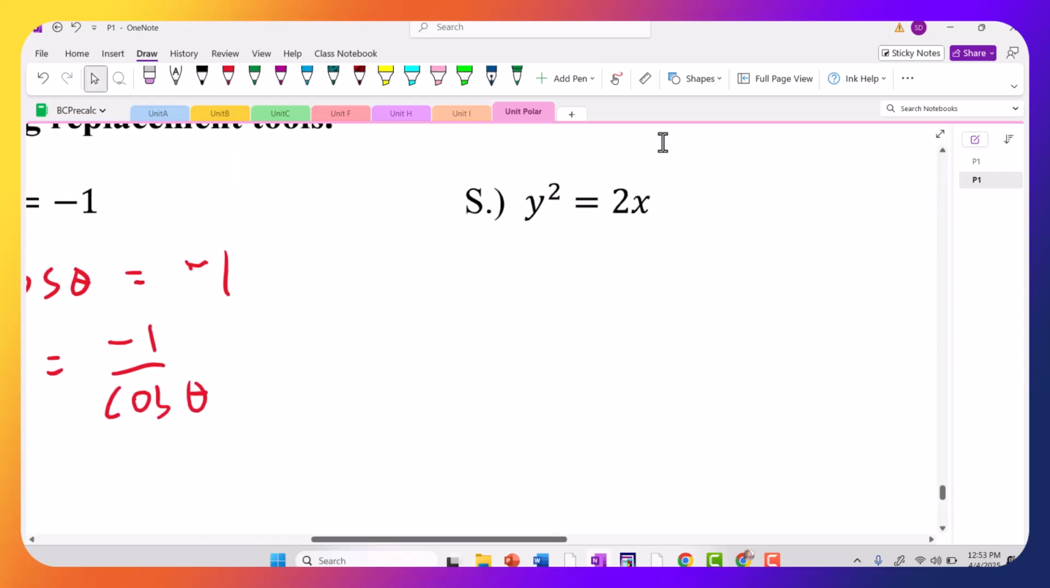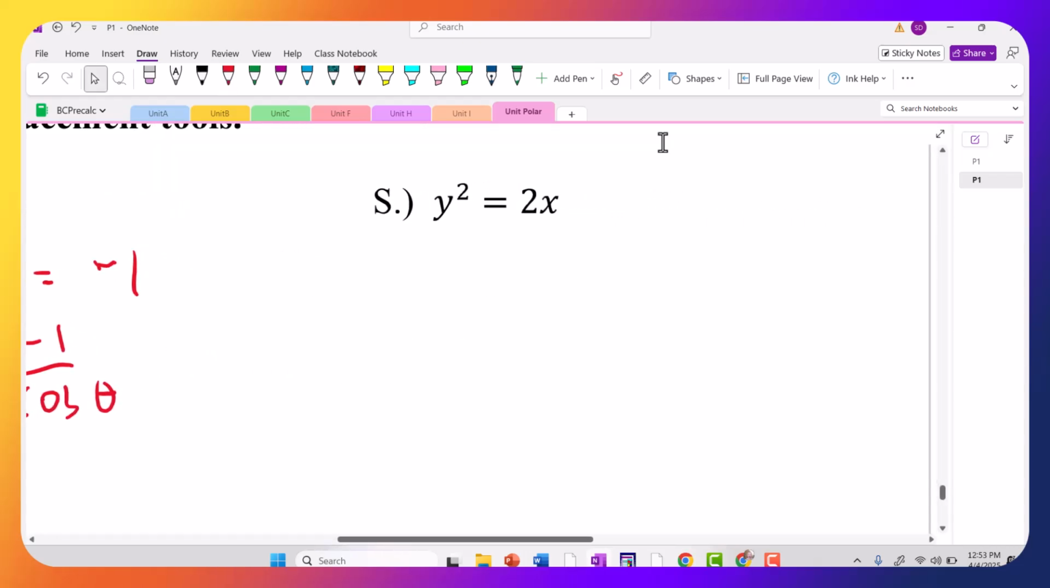You want to get nuts? I just did truths. And the truth is that y is r sine theta.